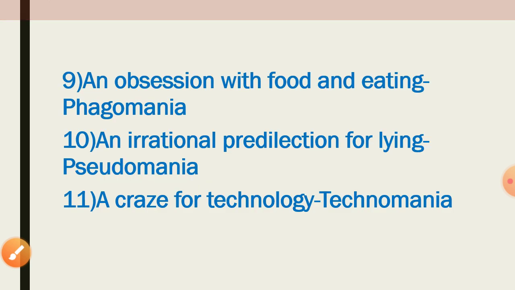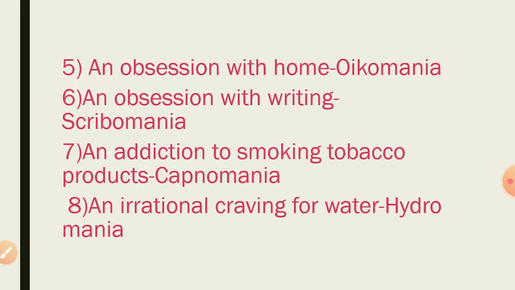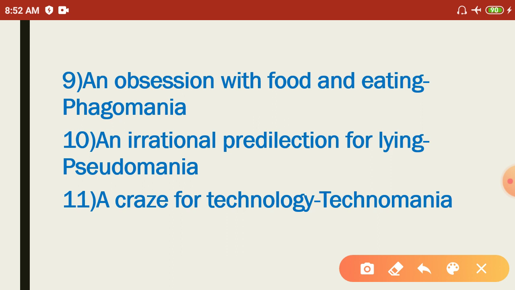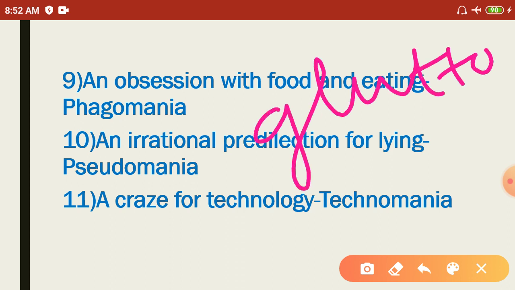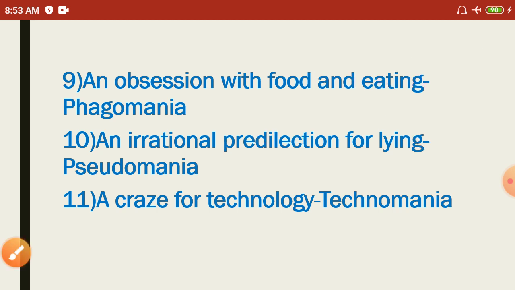Okay, then next, an obsession with food and eating, that is phagomania. Clear? There may be confusion among the students. But if I consider a person who is fond of food, that is known as what? That is glutton. A person who eats more is called a glutton. But here an obsession with food and eating, clear, that is phagomania.